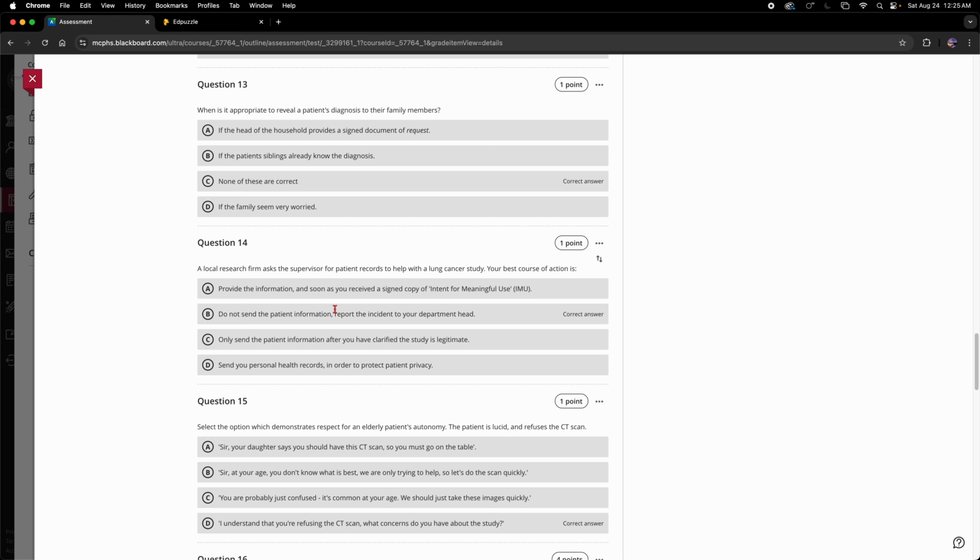Number 14. A local research firm asks the supervisor for patient records to help with a lung cancer study. Your best course of action is do not send the patient information. Report the incident to your department head. You can't provide information. Don't send it after you have clarified the study is legitimate. That doesn't matter.